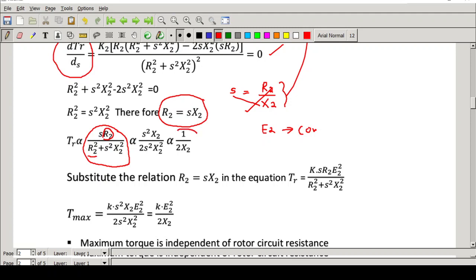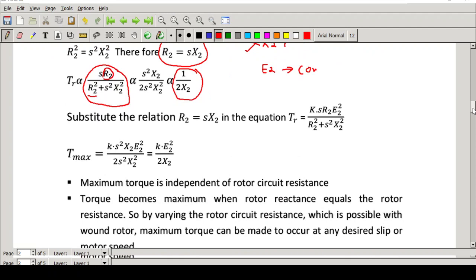So finally what I am getting is that the maximum torque is proportional to 1 by 2x2, that is, inversely proportional to the rotor reactance. That is the expression I am getting for the maximum torque under running conditions. If TR is the running condition, and I put M to denote maximum torque, I get it as proportional to 1 by 2x2, and while deriving this we assumed that E2 is constant. Now suppose we consider the term E2 also, then the expression will be K into E2 squared by 2x2.